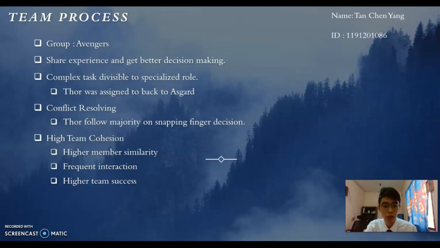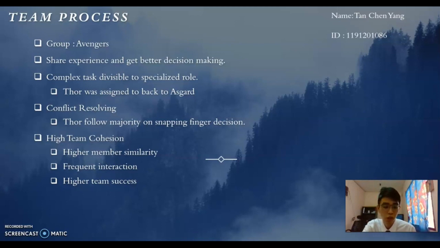The Avengers have high team cohesion because of higher member similarity. Higher member similarity can be explained where each member may have their own, for example, superpower, or maybe something like personality. Next, frequent interaction. There are many interactions in this movie because many meetings were held to discuss the Thanos problem and the Infinity Stone also. So high team cohesion can lead to higher team success.